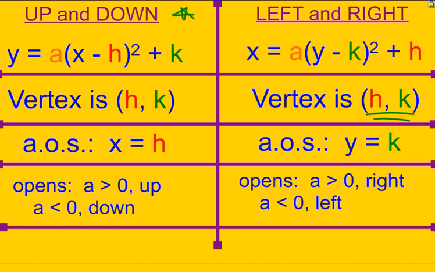The axis of symmetry is different because think about a sideways parabola. I'm just going to draw you a little one right here. The axis of symmetry is the line that cuts that parabola in half. So for a sideways parabola, that would be a horizontal line. So you'll notice your equation is going to be y equals a number, and it's always going to be your k value. Same as a up and down. A tells us which direction our parabola opens. If a is positive, our parabola opens to the right. And if a is negative, our parabola opens to the left.